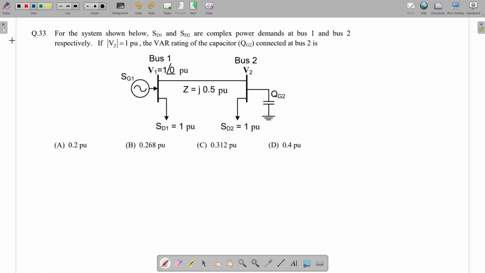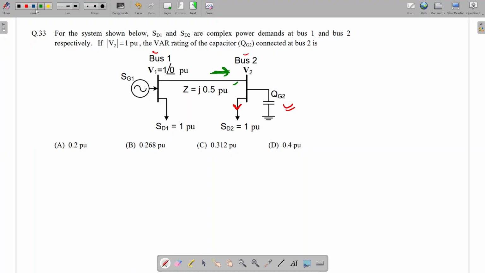So in this question, a two bus system is given, bus 1 and bus 2, and they are asking what will be the reactive power, like what will be the rating of this QG2. We can see that at this bus, the real power demand is 1 per unit. In this kind of question, we can calculate the apparent power at this bus. Why at this bus? Because if I know the reactive power demand here, then we can calculate the reactive power supplied by this compensator.